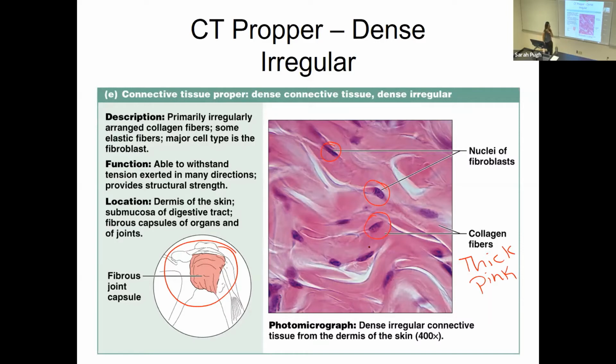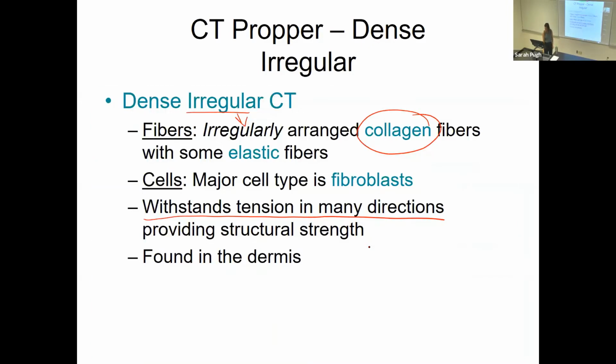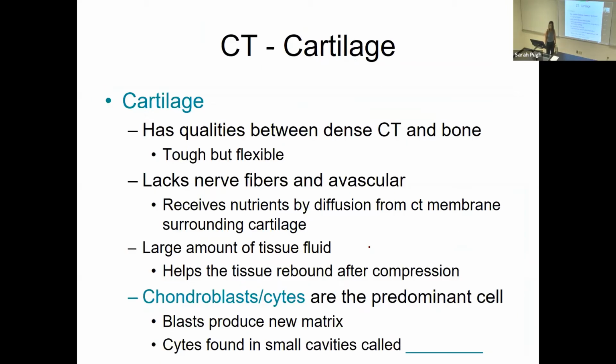All right, so if we just kind of flip between this one, dense irregular, and there's dense regular, you should be able to very quickly see the difference between those two. One is regularly arranged, nice and parallel, and one looks more messy, looks like a hodgepodge. Okay, so those are our types of connective tissue proper. So again, remember, we have our loose connective tissue proper and our dense connective tissue proper. Okay.